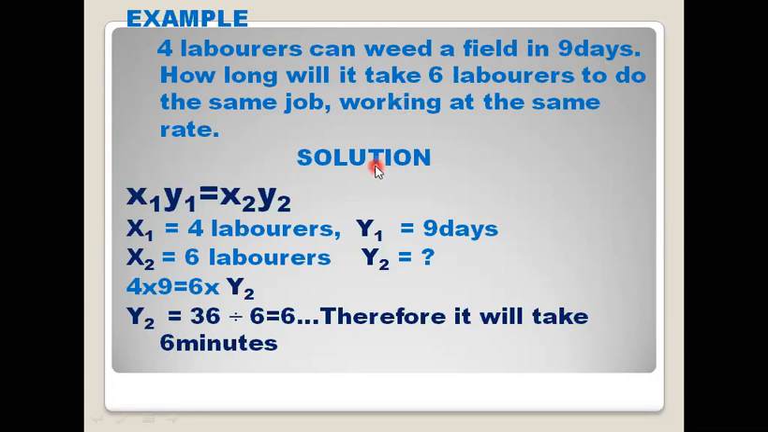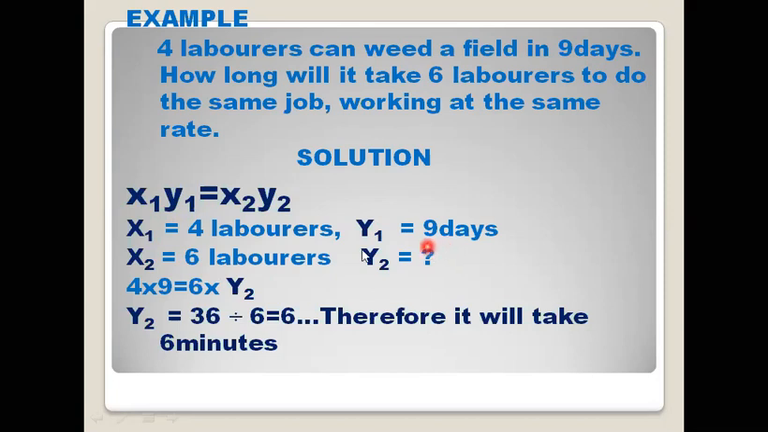So straight to the solution using the beautiful formula which I introduced earlier, which is k equal to x1 y1, which is equal to x2 y2. So what is our x1? x1 is the first number of laborers, y1 is the number of days, that's the time, x2 is the second number of laborers, and y2 gives us the second time.